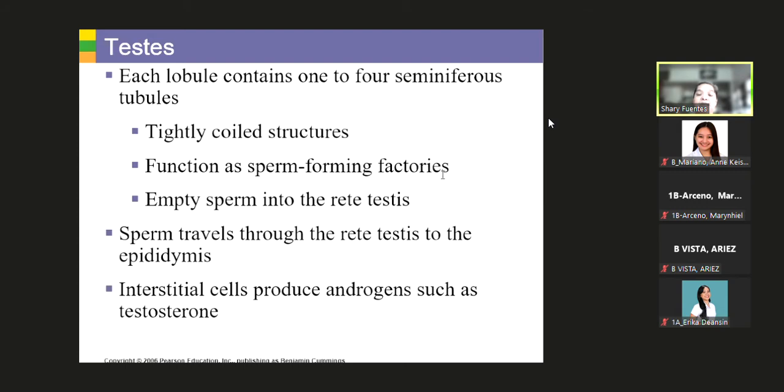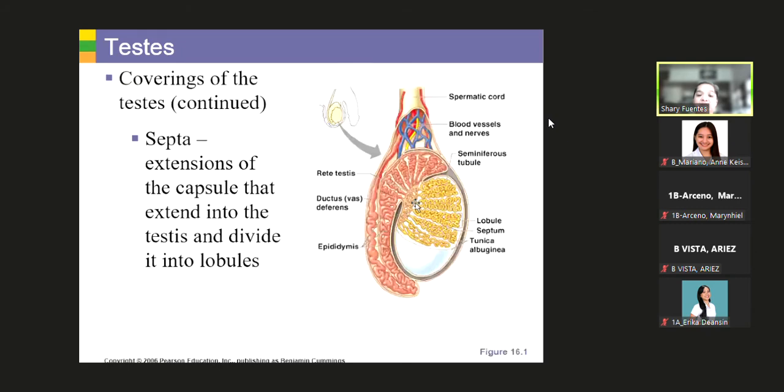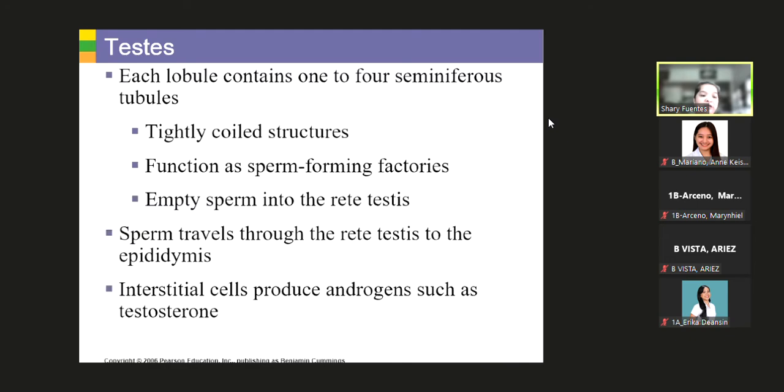This is where the sperm is being created or formed, no? They empty the sperm into the rete testis, which is the next structure. Ito, itong rete, ito dito. This is the rete testis natin. Okay, so they deliver it into the rete testis, yung mga sperm na nabuo nila. And then the sperm travel through the rete testis down to your epididymis.